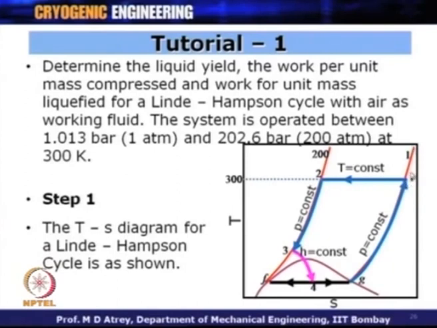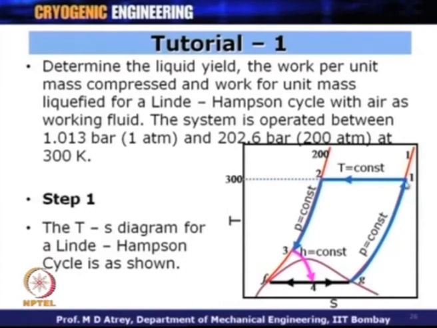So, locate the pressure line at 1 bar, look at the temperature at 300 Kelvin and look at the point 1. Process 1 to 2 is an isothermal compression, and point 2 should be located in such a way that the pressure is 200 atmosphere or 200 bar at this point, temperature remaining constant from 1 to 2 because it is an isothermal compression process.